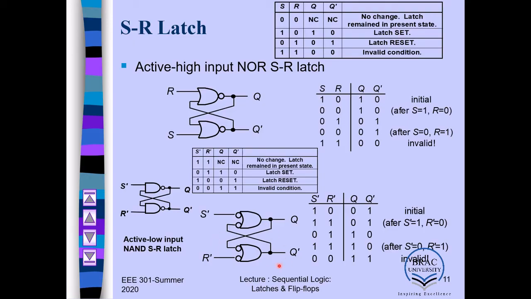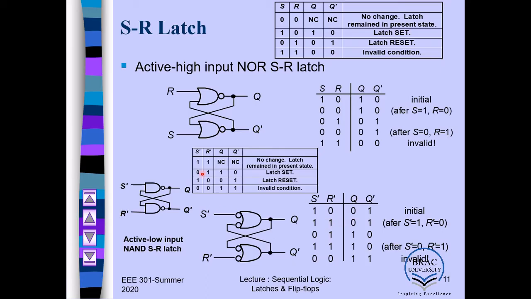This is the representation of NAND as well. So this is the inverted of this one, whatever we have here. If you start with 1 0, look here, 1 0 becomes 0 1. So 1 0 means set. So the output is 0 1.